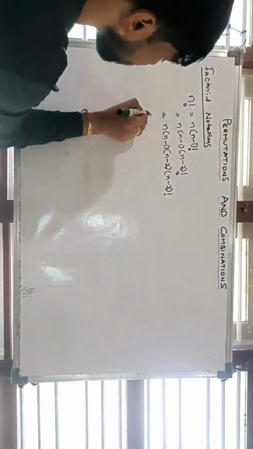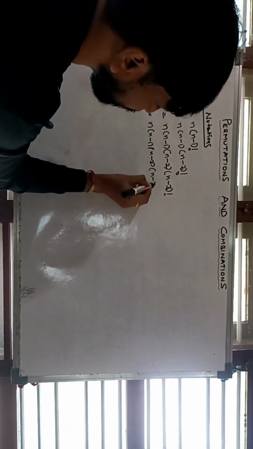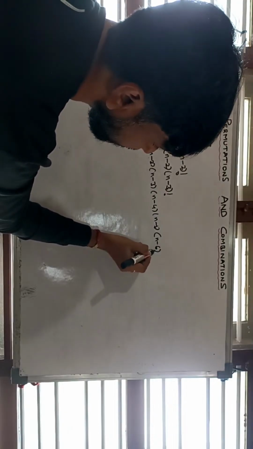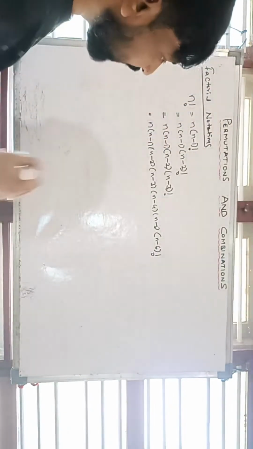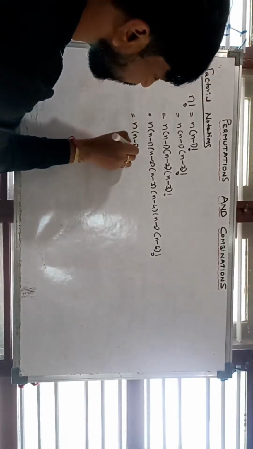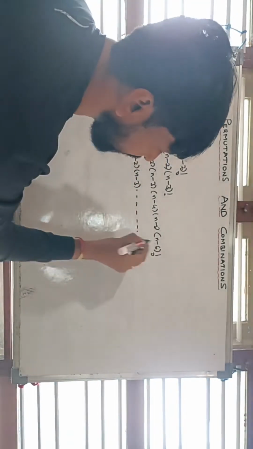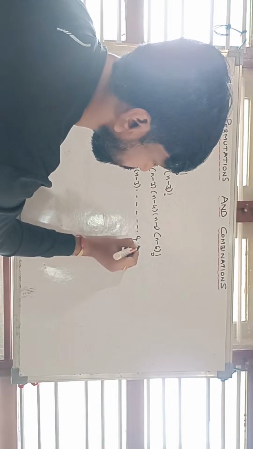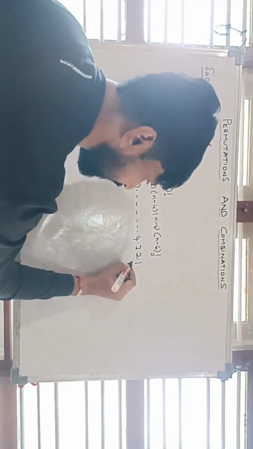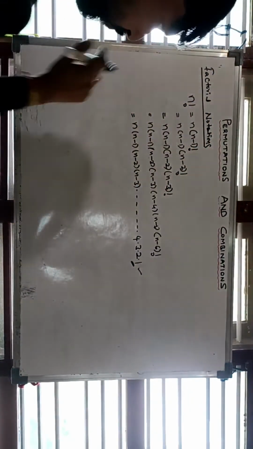For example, I can write n into (n minus 1) into (n minus 2) into (n minus 3) into (n minus 4) into (n minus 5) into (n minus 6) factorial, and stop there. Otherwise it goes on, n into (n minus 1) into (n minus 2) into (n minus 3) and so on, until the least value, 4 into 3 into 2 into 1. The last digit is 1. Through an example, you will understand this better.